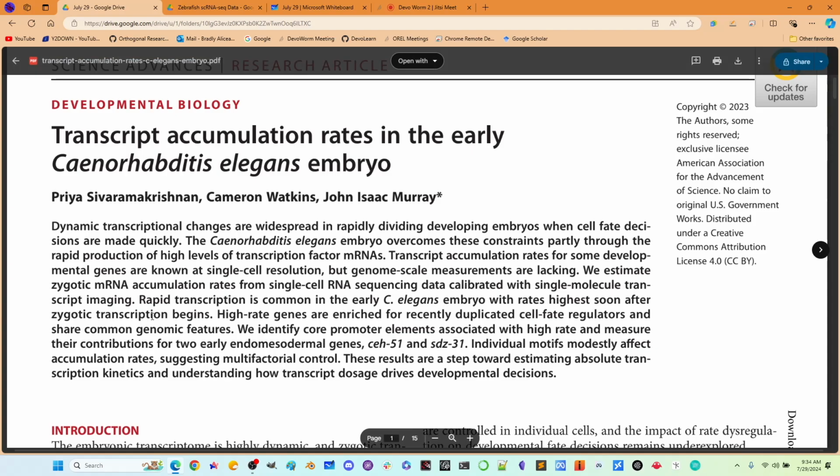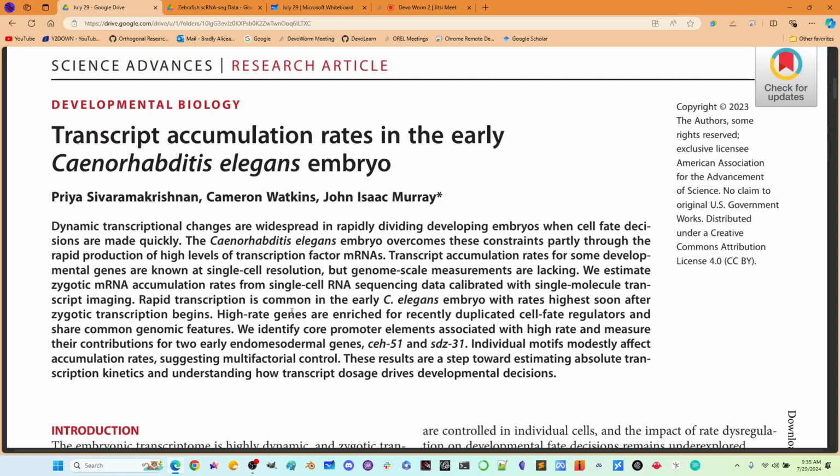It's interesting that we have this very early establishment of very rapid transcription. And of course, it seems like it's right at the root of the lineage tree. So as soon as you start to divide into two cells, that's when you have the fastest transcription. And then it tails off after that. But in this early C. elegans embryo, you get this rapid transcription. It's very common. And so that makes sense.